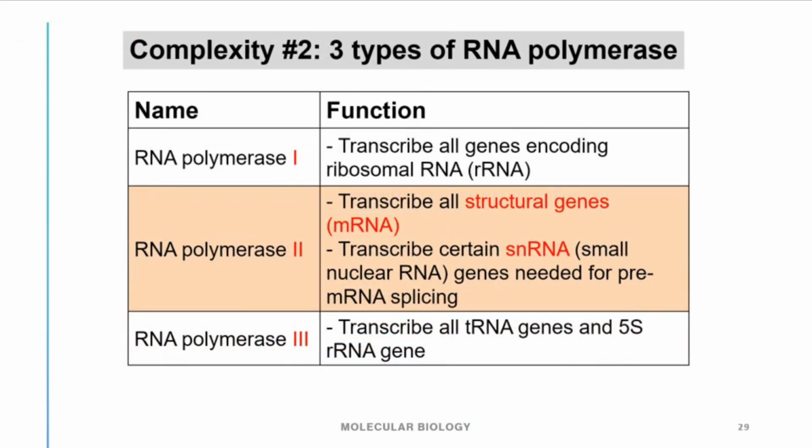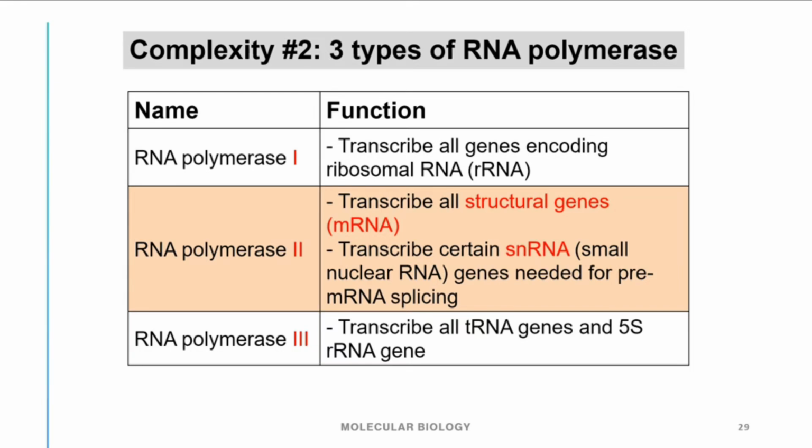The second complexity of transcription in eukaryotic cells is that there are multiple types of RNA polymerases responsible for producing RNAs. We're talking about three different RNA polymerases: RNA polymerase 1, polymerase 2, and polymerase 3. They are all responsible for the generation of different kinds of RNAs. RNA polymerase 1 is used exclusively to transcribe all genes encoding ribosomal RNA, or rRNA. We'll talk about ribosomal RNA in the next parts of this topic.